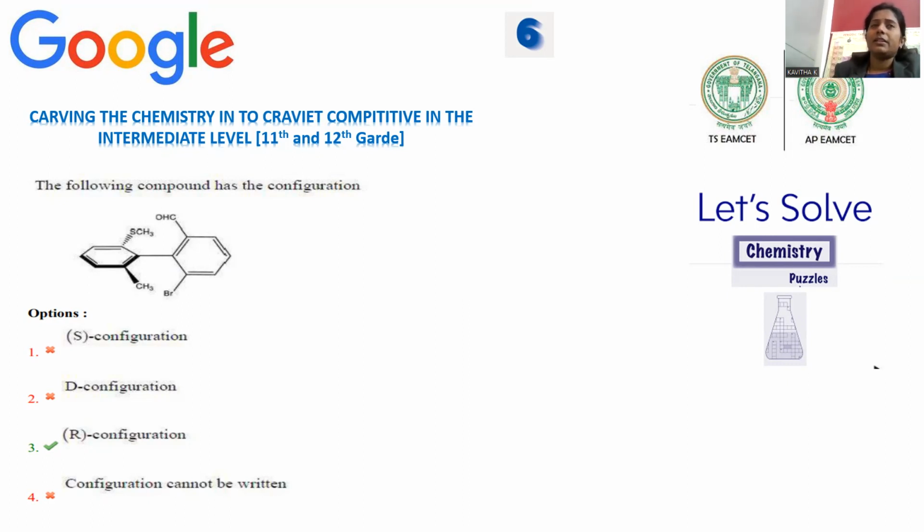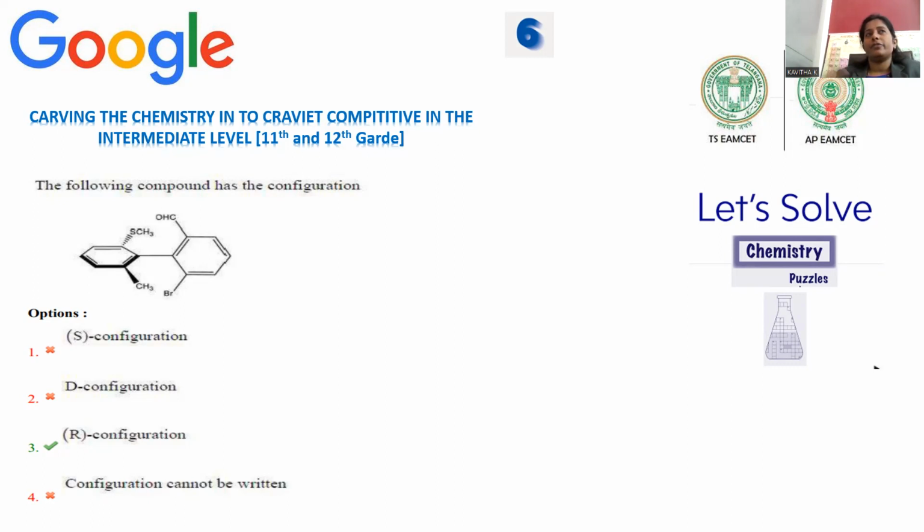In order to assign configuration for a compound, we have many methods. One is called E-Z nomenclature, related to geometrical isomerism. Cis-trans isomerism is also related to geometrical isomerism. Then there is the DL configuration, which relates to how the hydroxy groups are oriented around the last chiral carbon atom with respect to the standard compound. We can notice D compounds and L configured compounds.